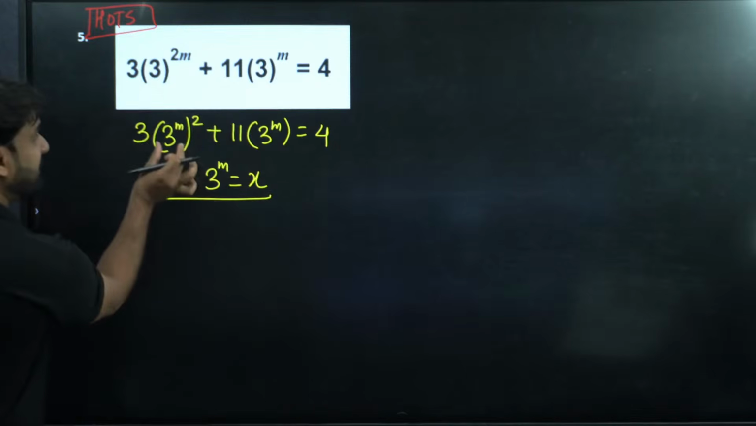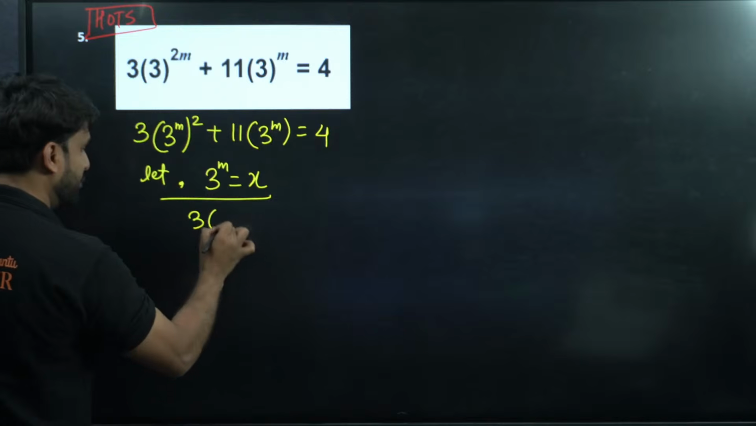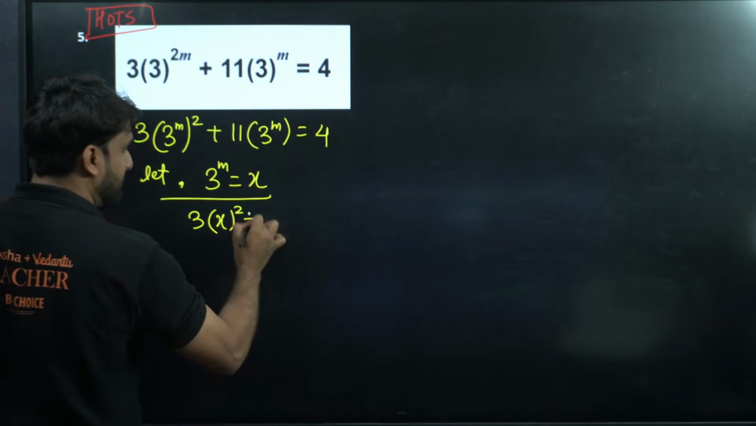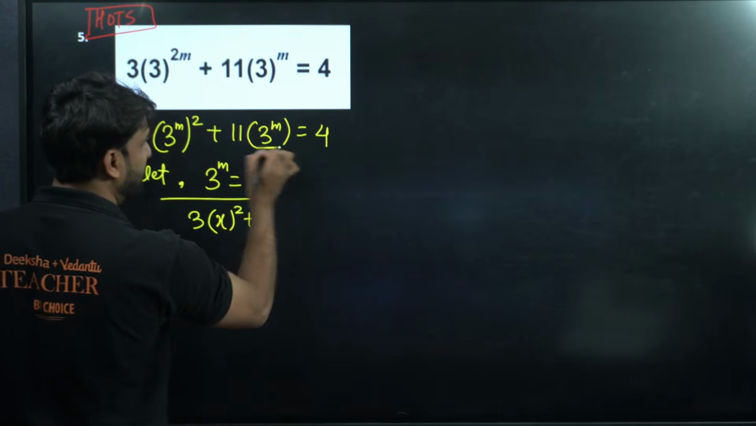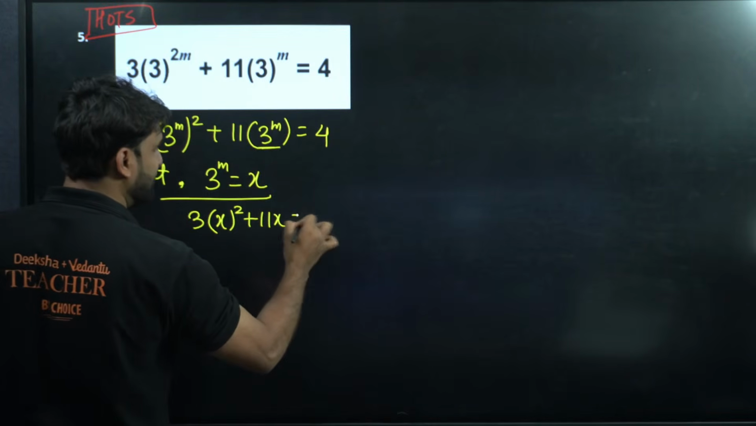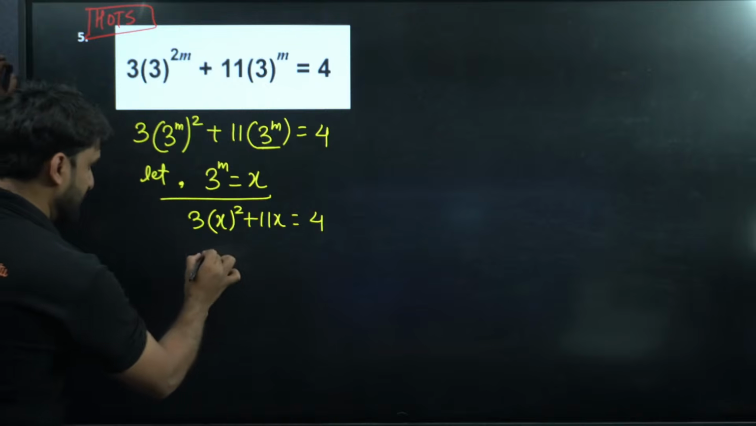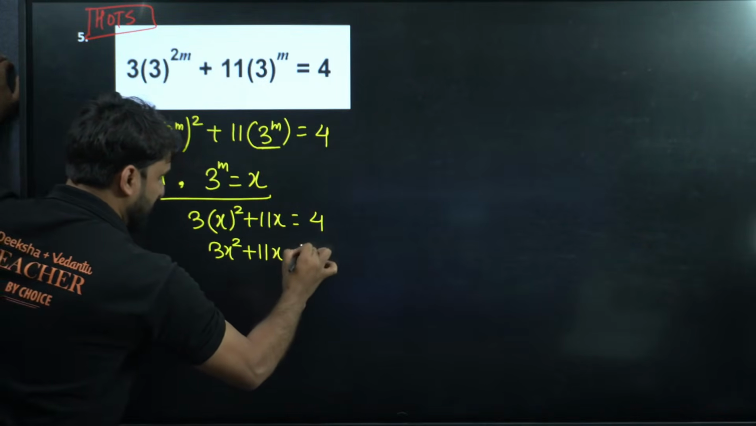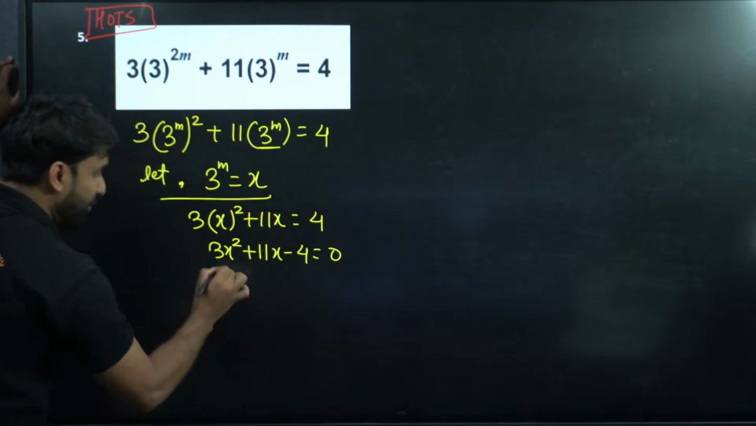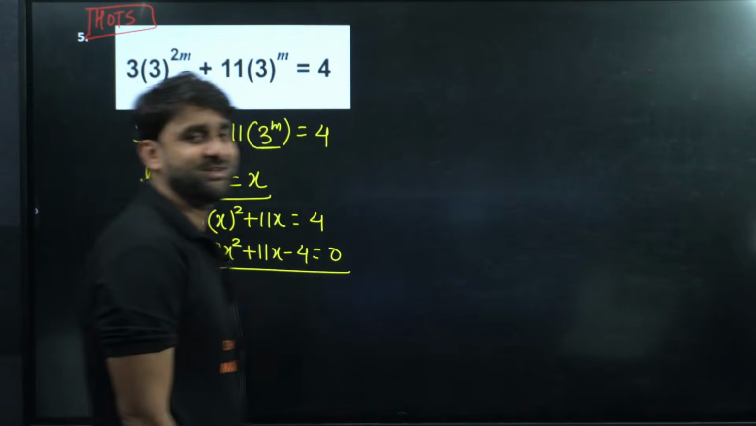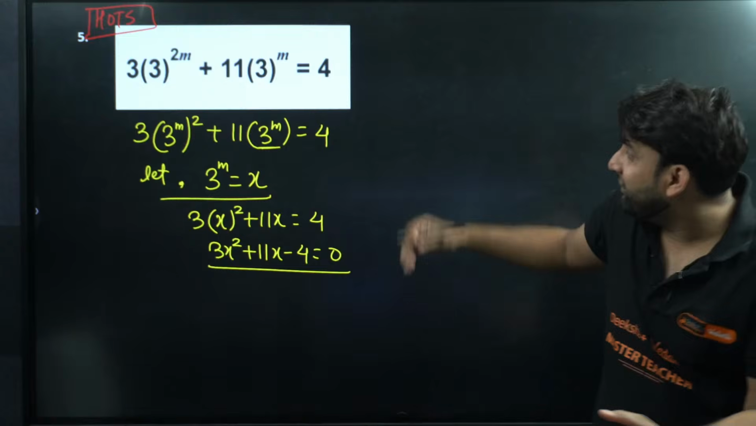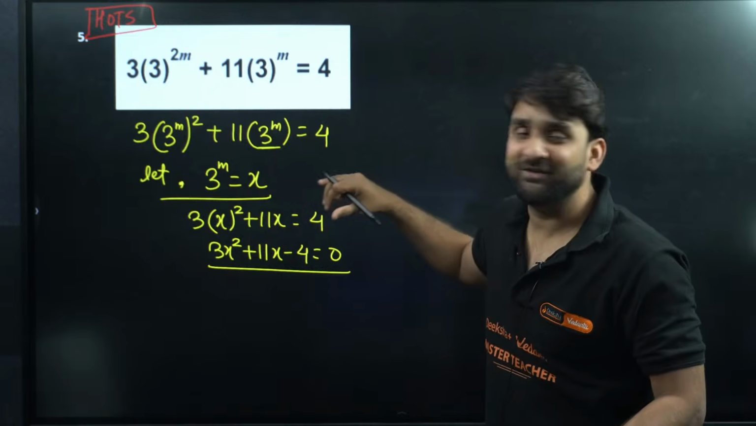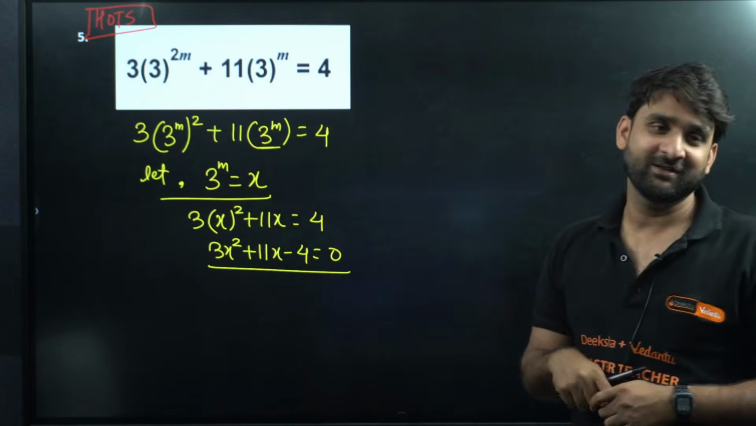So we can replace here. This will become 3 into x whole square, since 3 to power m is replaced by x, plus 11x is equal to 4. Now solve this. So this will be 3x square plus 11x minus 4 is equal to 0. Now you have a simple quadratic equation. So we have modified this scary, very dangerous equation into a very simple format. And this was the target.